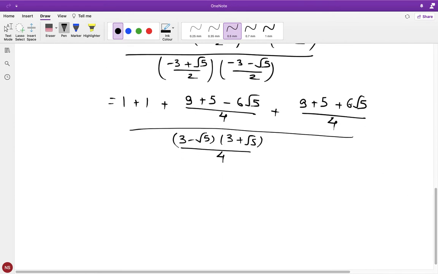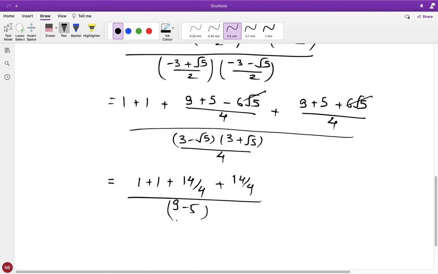When you add, you take the LCM. This and this have opposite signs, so they will cancel with each other. So 1 plus 1 plus 9 and 5 is 14. So a minus b into a plus b is a square minus b square. 3 square is 9. Root 5 square is 5. So 9 minus 5 by 4.